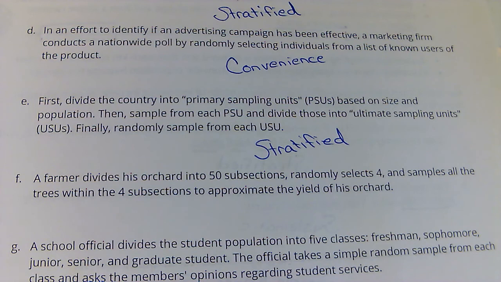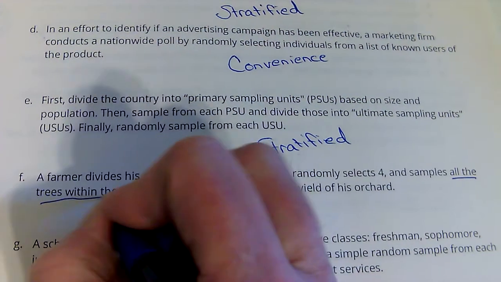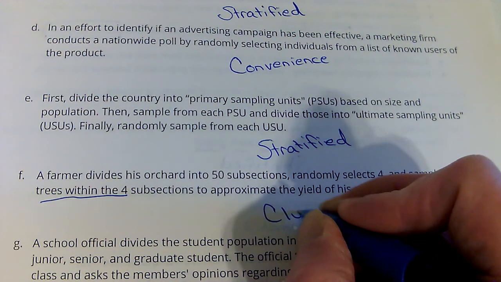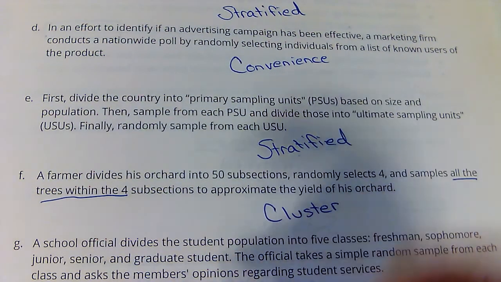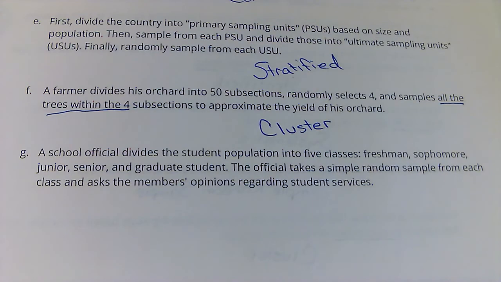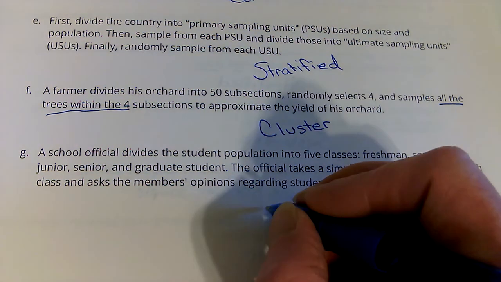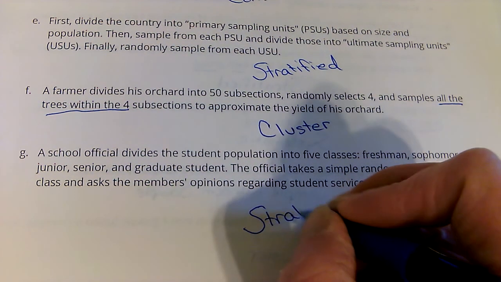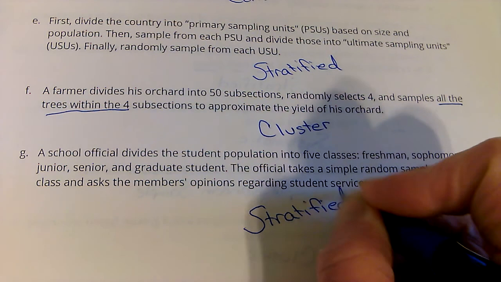A farmer divides his orchard into 50 subsections, randomly selects 4 and samples all the trees within those 4. That's a cluster. A school official divides the student population into 5 classes: freshman, sophomore, junior, senior, and graduate student. The official takes a simple random sample from each class. That's stratified.